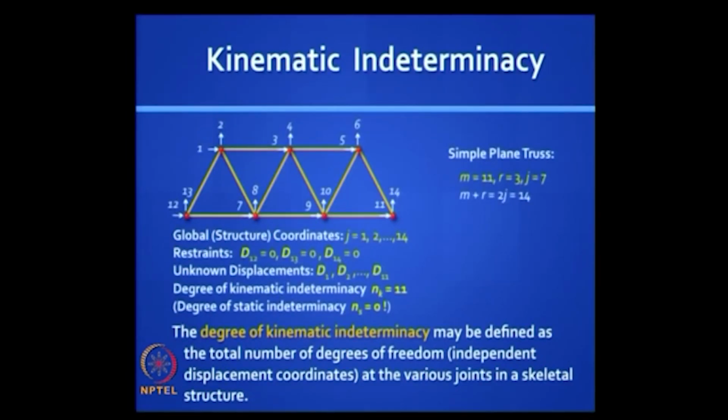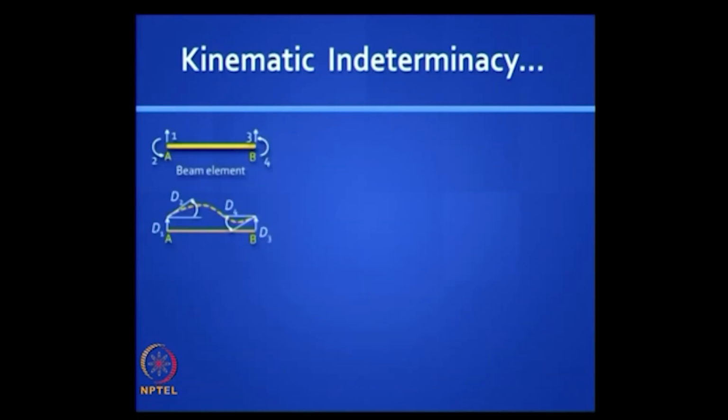It is defined as the total number of degrees of freedom or independent displacement coordinates at the various joints in a skeletal structure. So in other words, we are able to locate this structure in its deformed configuration with reference to its original configuration. And once you know that the joints are located in a certain manner, we can really interpolate and get the location of any point on that structure in any bar with reference to those joint locations. We also discussed that unlike truss elements, beam elements also have rotations in addition to translations.